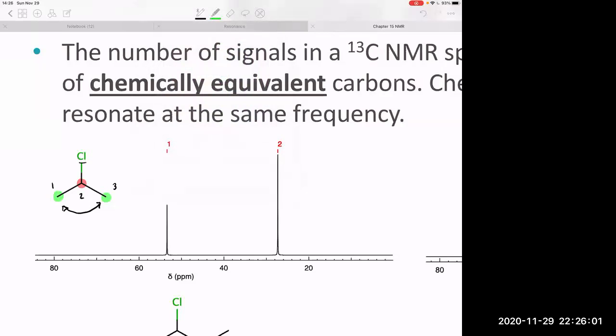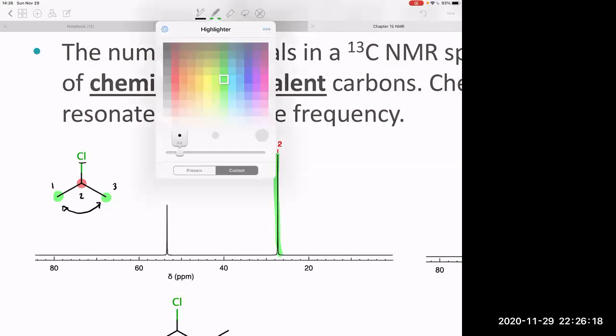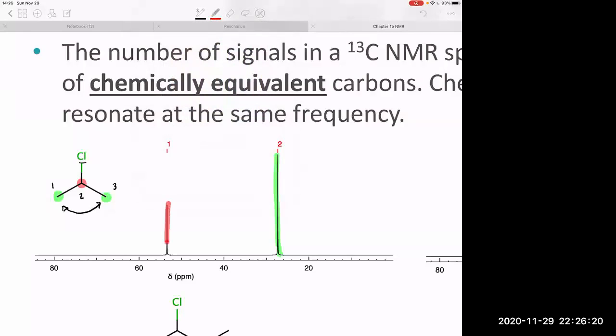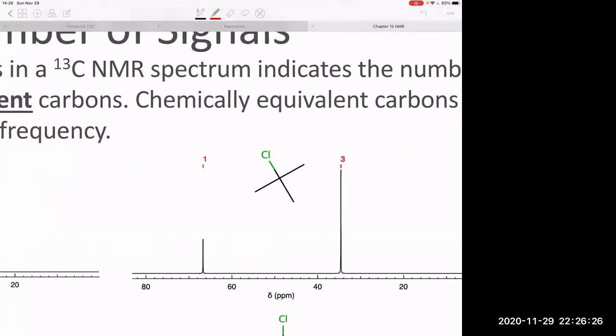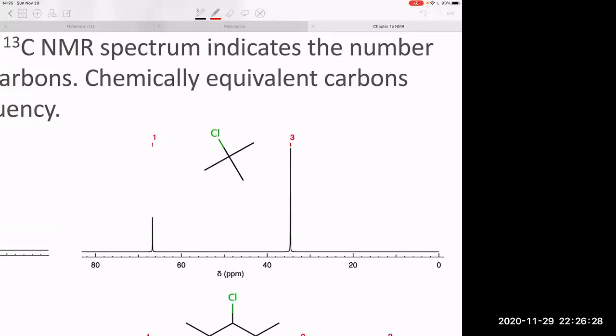I will point out, notice that the integration is different, but we'll talk specifically about that in a second. So again, just looking at the number of chemically distinct carbons, we only have 2 in 2-chloropropane, which is why we would expect 2 signals. One of those corresponds to one set, and the other corresponds to the other set of chemically distinct carbons.